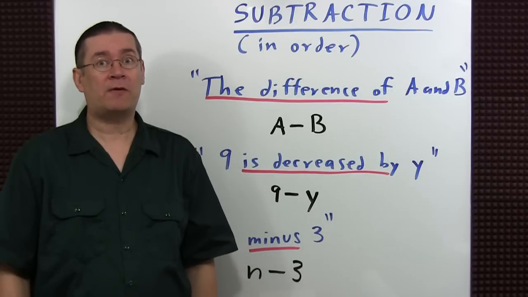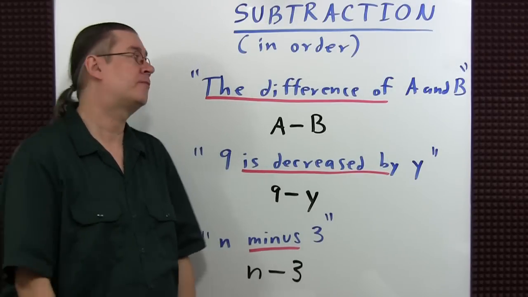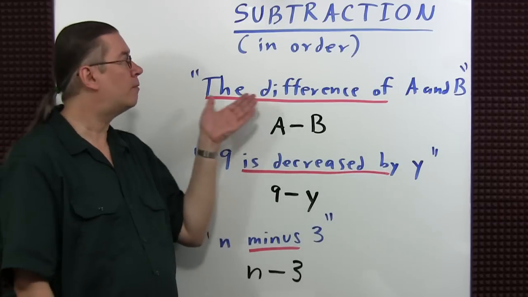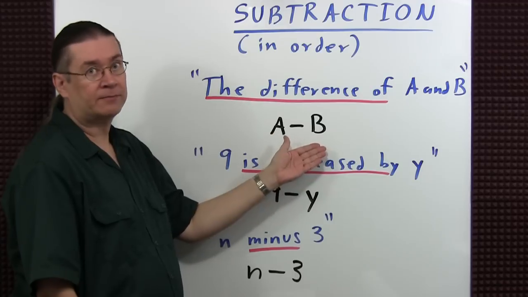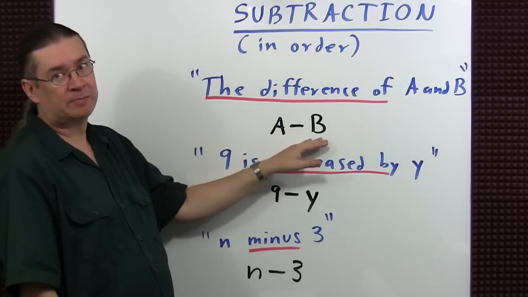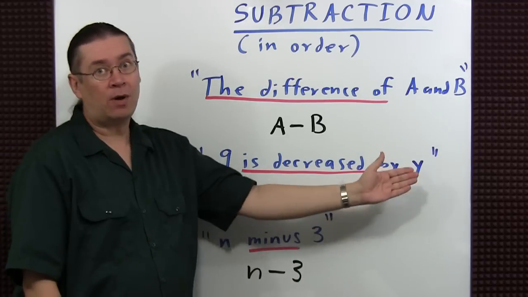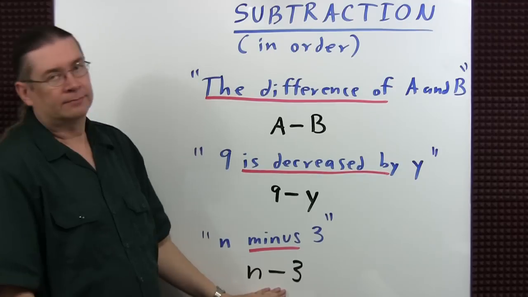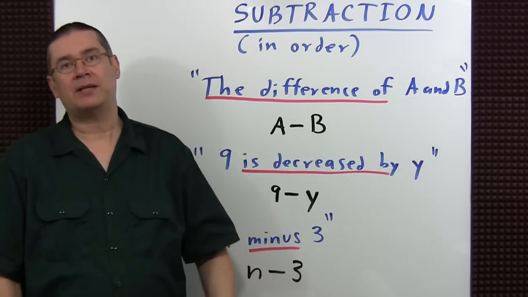You do need to be careful with phrases that can convert into subtraction because order matters with a subtraction. Here are some examples where the order that the variables are in the phrase becomes the exact same order in the expression. So the difference of a and b, you just write down a minus b in the same order. 9 is decreased by y, write down 9 minus y. This one's pretty obvious. N minus 3 is n minus 3.